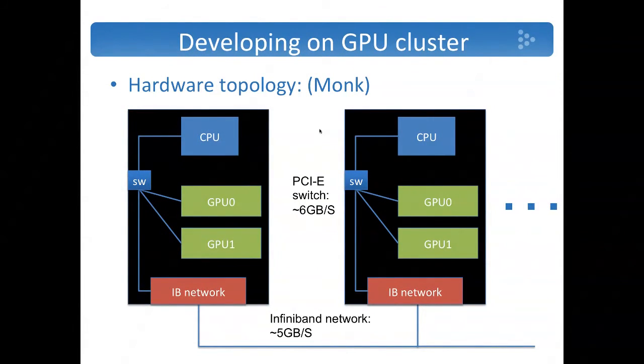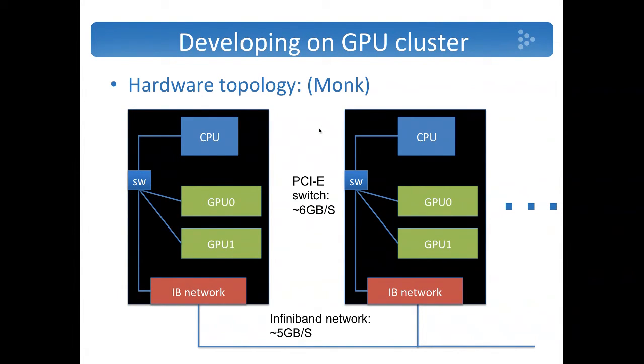Okay, to develop a deep learning model on a GPU cluster, you have to know what the GPU cluster is and what's inside it. So first I will show you the hardware topology of Monk. As you can see on the image, each black block is a node. In each node, we have a CPU. Actually, it's a 2 CPU socket, but we consider them as one CPU. And we have a PCIe switch. Under the PCIe switch, the GPU and the InfiniBand network adapter are connected. And between the nodes, we have the InfiniBand network.